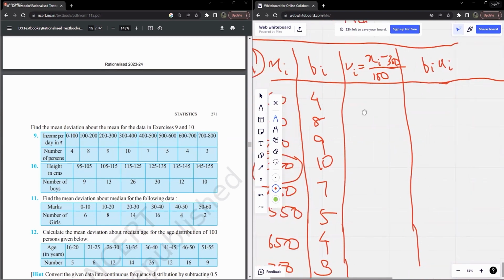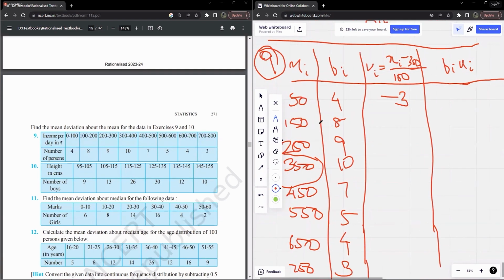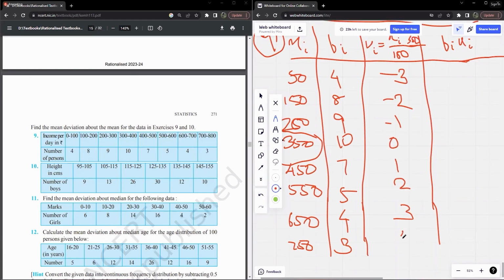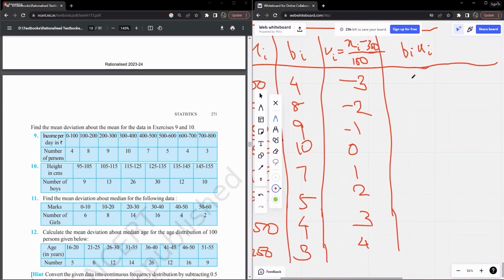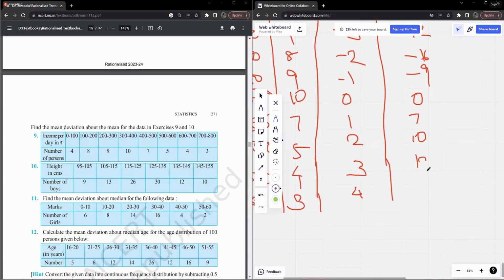So we have ui's being this, and ui's are going to basically be 50 minus 350, that is going to be minus 3. Then this is going to be minus 2. It's going to be minus 1. This is going to be 0, 1, 2, 3, and 4. And fi ui's are going to be minus 12, minus 16, minus 9, 0, 7, 10, 4 into 3 is 12, and 3 into 4 is again 12. This is going to add up, and sigma fi ui is going to basically be 4.